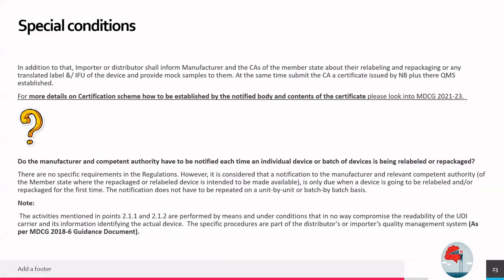This one: do the manufacturer and competent authority have to be notified each time an individual device or batch of devices is being relabeled or repackaged? Okay, so why did this question come first? Because in our Blue Guide, they're saying that you need to verify each and every device individually. Does that mean you have to see every box? So for that, this is the question.